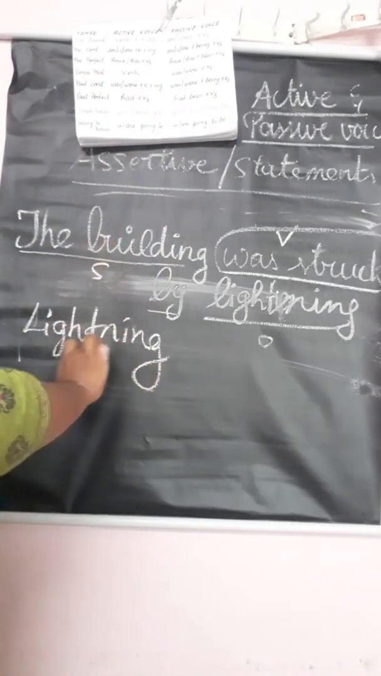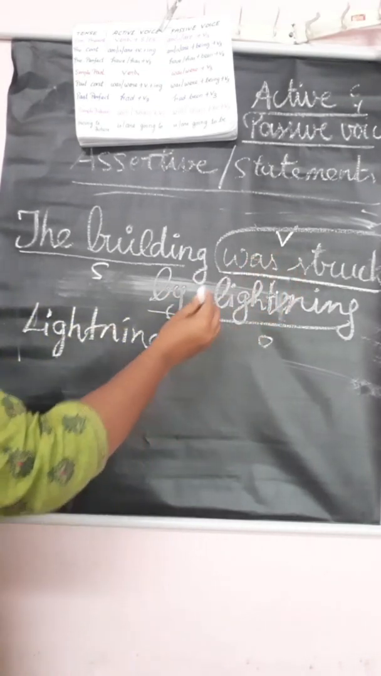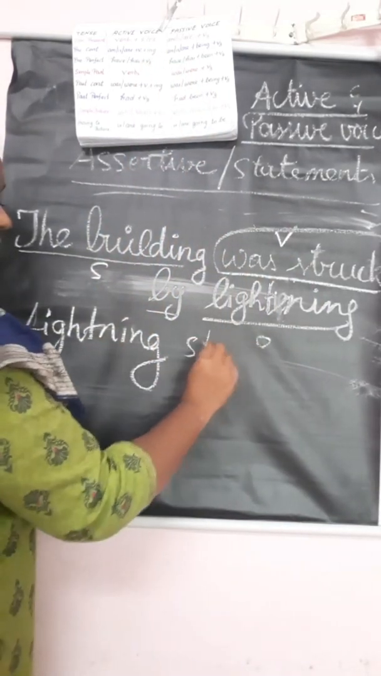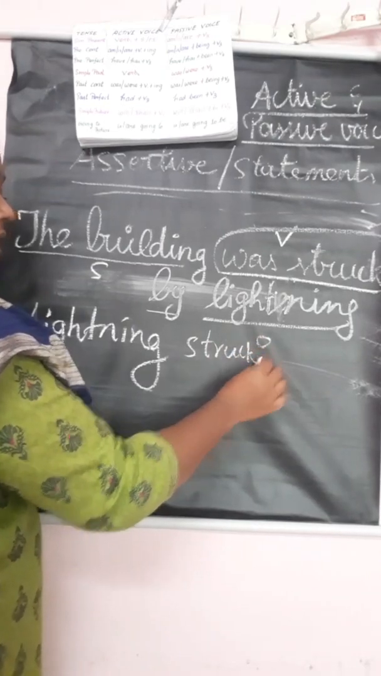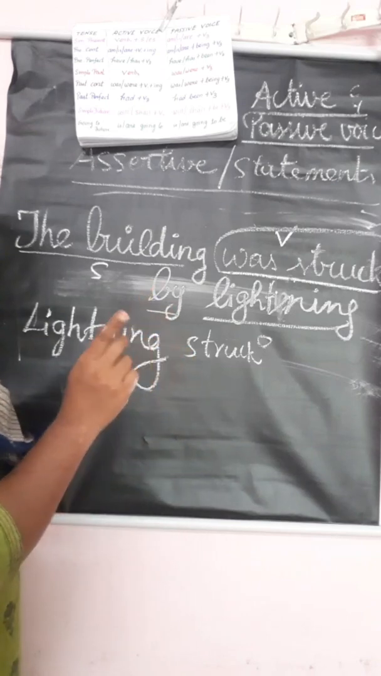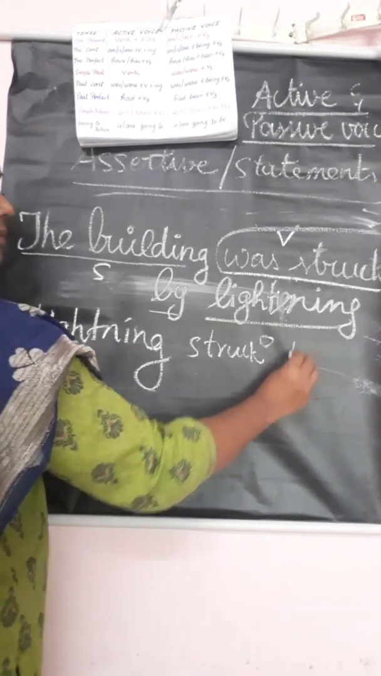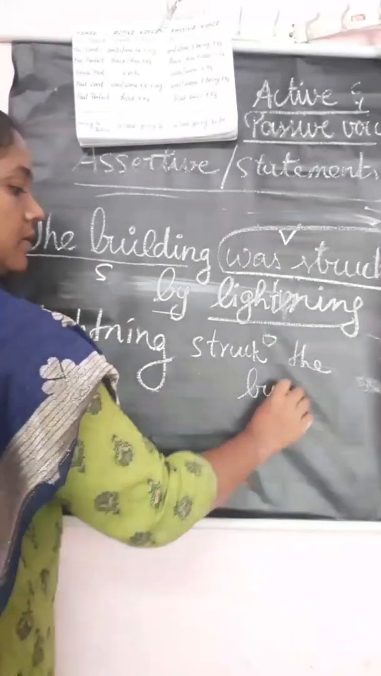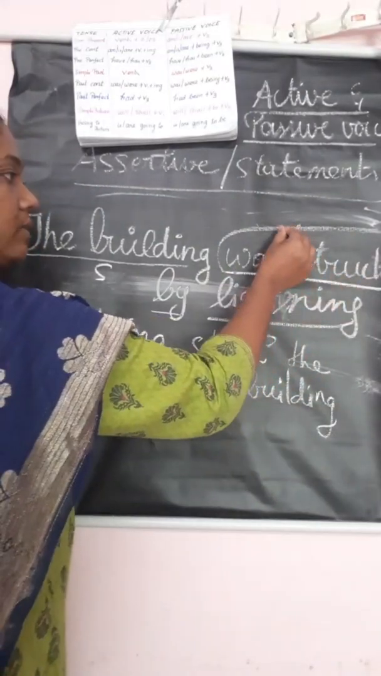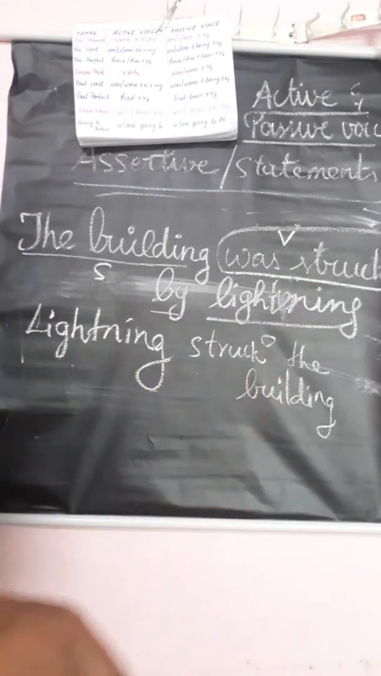That's all. "Was struck" is in simple past tense. Simple past tense means in active it is V2. So, lightning struck. Was struck, how is it changed? Strike is the present verb, struck is the past. Lightning struck the building. Finished. Very simple. Where we have to be very careful is the changing of the verb, and remember, find out the tense. So the answer is: lightning struck the building.